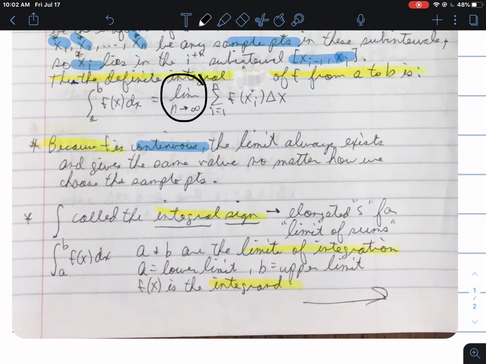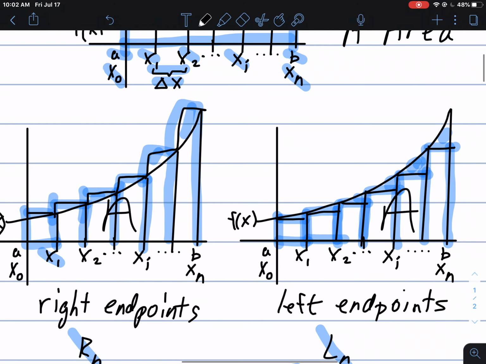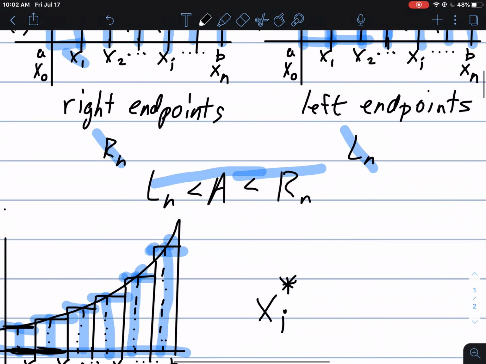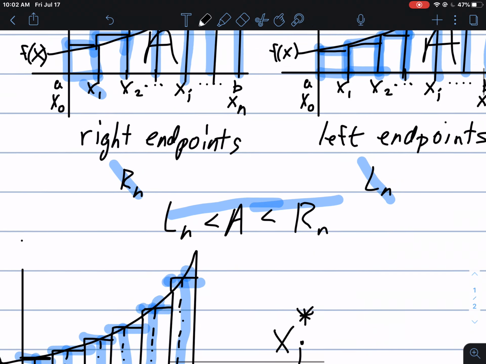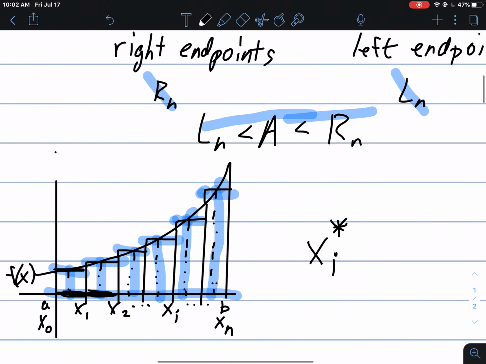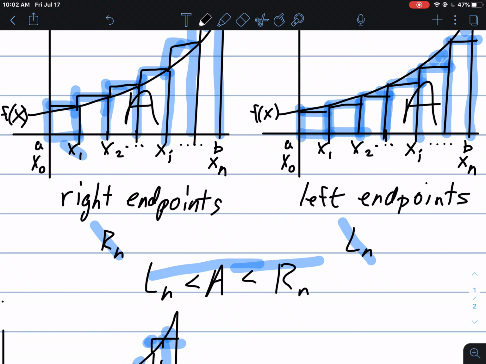Right? Because we said if you fix the number of rectangles, like we did here, we had a fixed number of rectangles, then it would make a difference depending upon how you choose the sample point in each subinterval. And if you calculate the area of each of those rectangles, like we said, it's going to be different because we have a fixed number of rectangles.